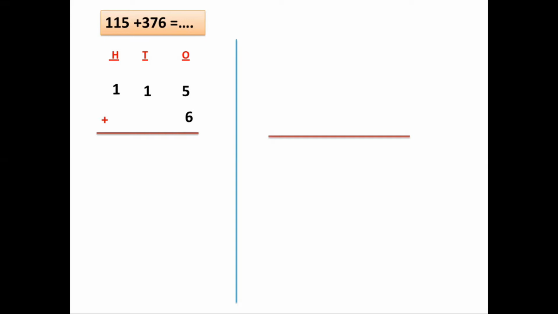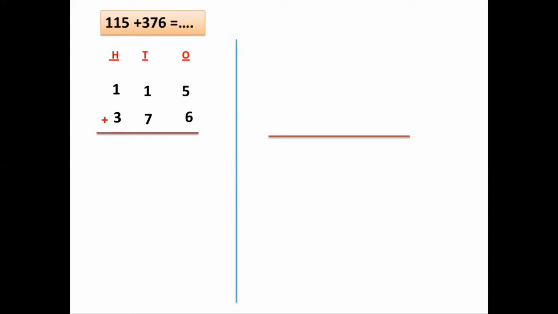And then we find that number 7 is in tens place, so we will write 7 in tens. We find also that number 3 is in hundreds place, so we will write 3 in hundreds. Okay, as you can see right here, we align the numbers to be above each other.